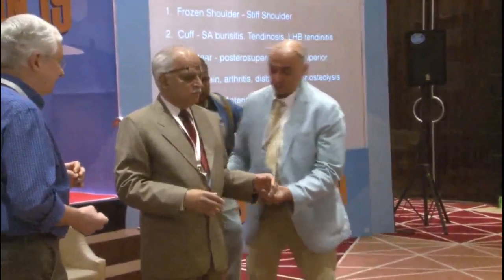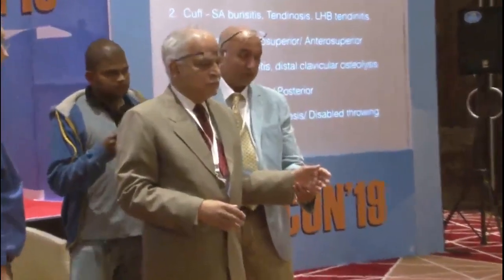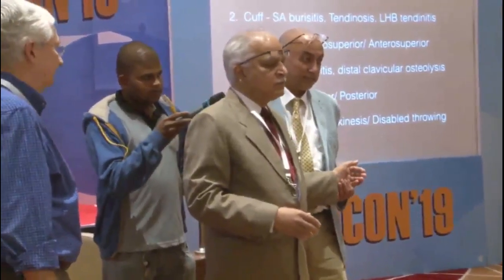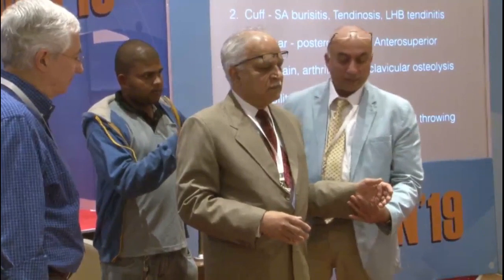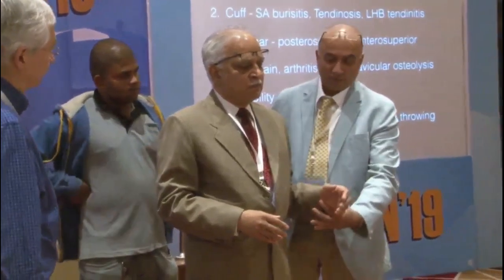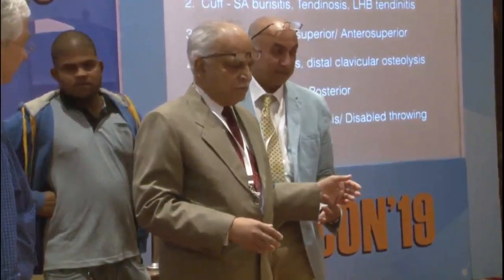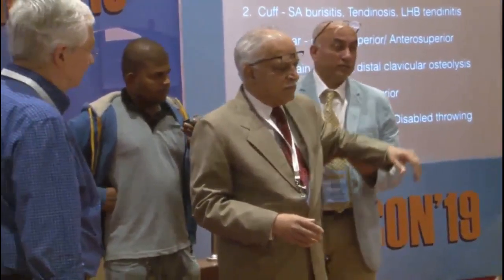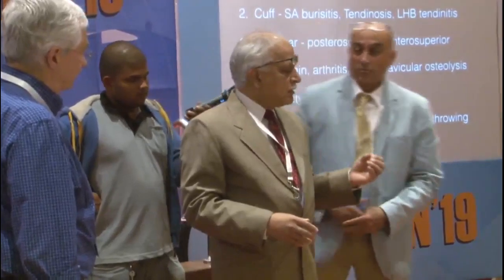So this is neutral for me, and that is 45 degrees, and this is 90. You don't have to say 32 degrees or 30. So this is about 30, 45, 60, 90. You can also do it this way, but this is a bit more difficult in a frozen shoulder. So what movements do you document?